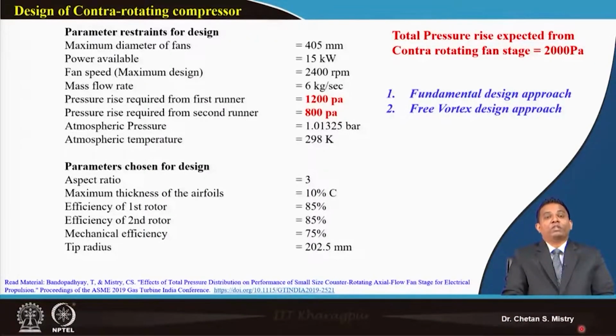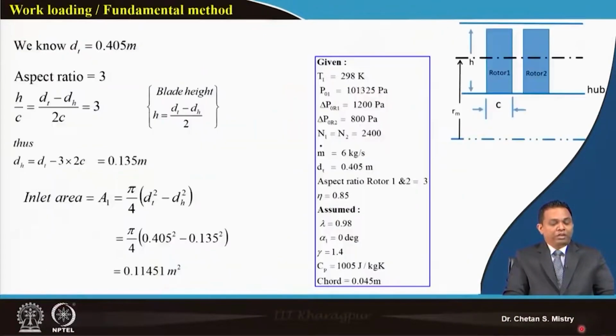That makes our calculation a little easy in terms of assumptions. If you recall, when we designed our low speed axial flow compressor, we assumed Ca by U tip to be some number. Here that is not the case because we know our mass flow rate. So let's move with the calculation. We know our tip diameter is 0.405 meter, and our aspect ratio is given as 3. Even the chord for these blades is given as 45 mm, so the chord is 0.045 meter.